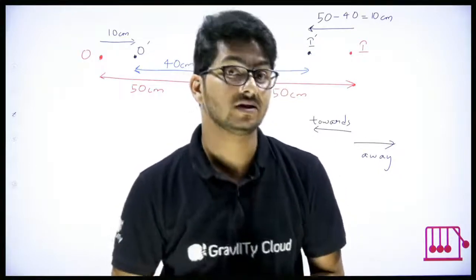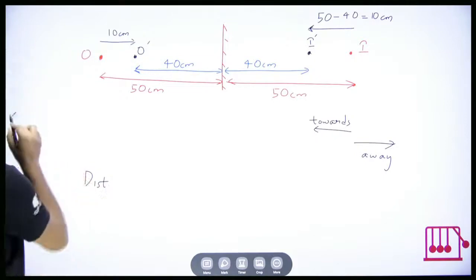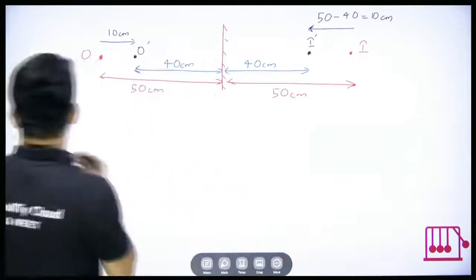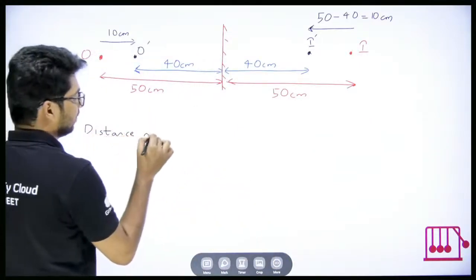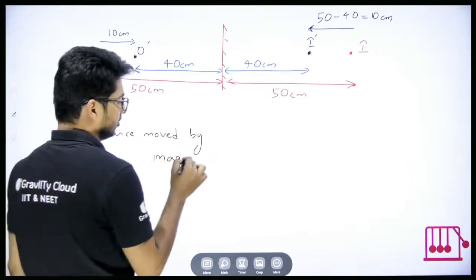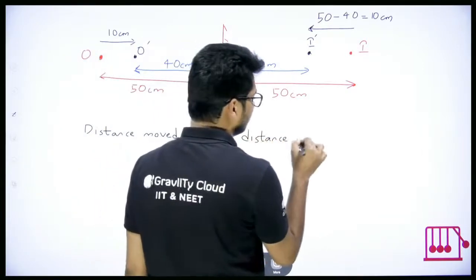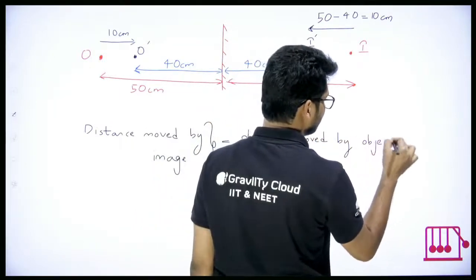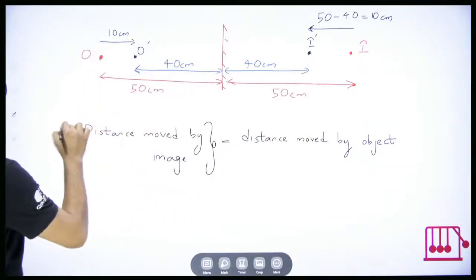So what can you notice here? What we can notice is distance. Just a minute, I'll just write it down. Distance moved by image will be equal to distance moved by object. Simple, is that clear? So remember this will always help you.